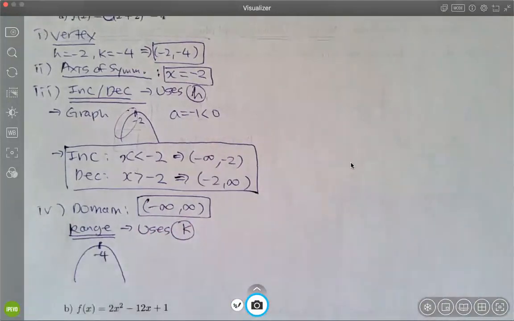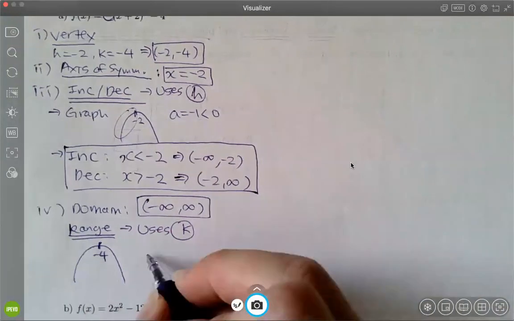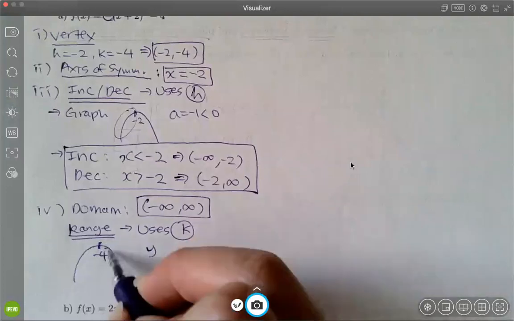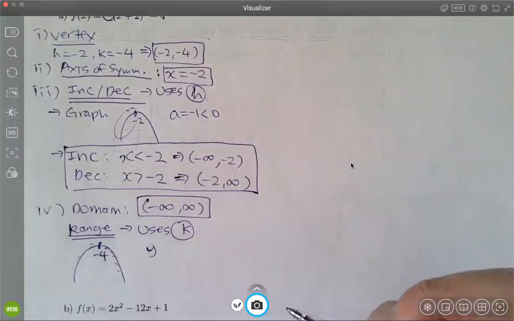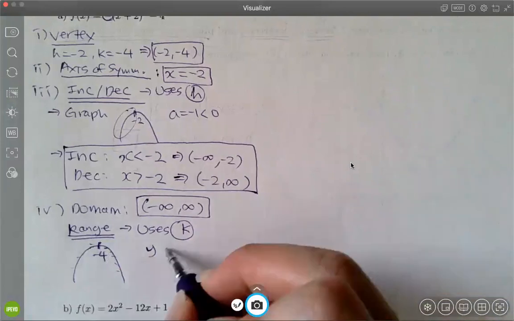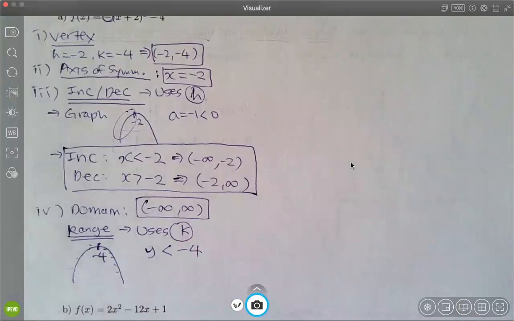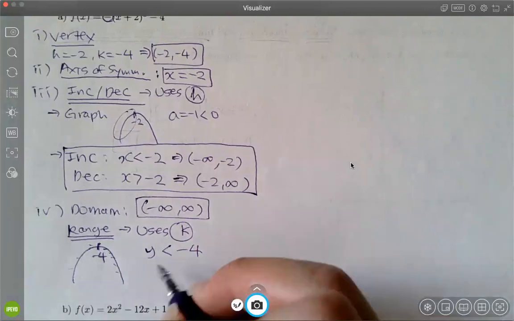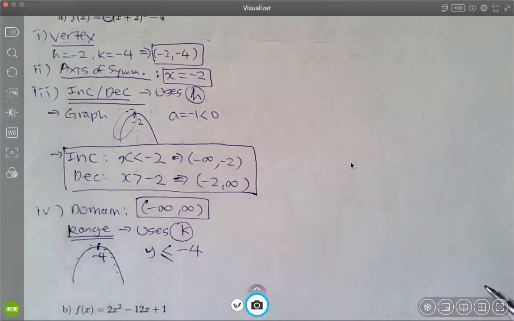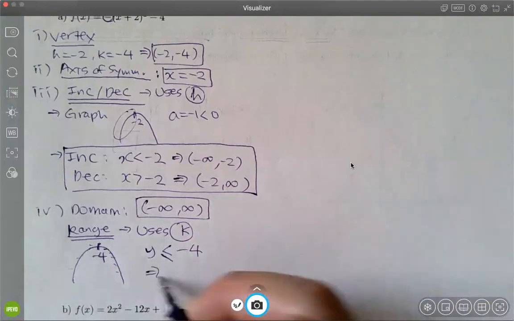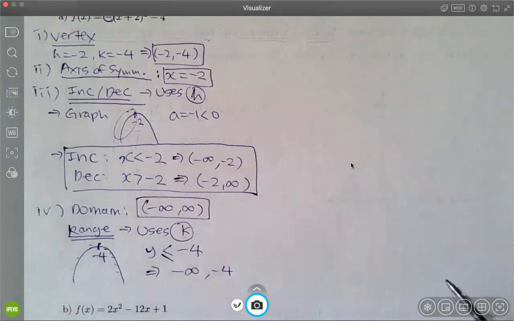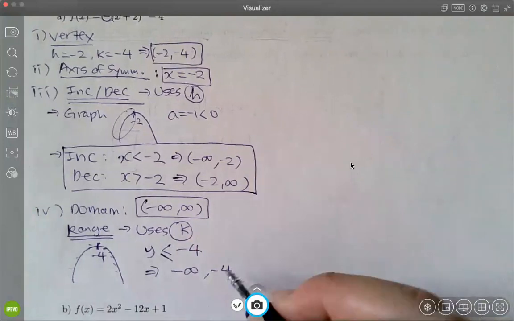Okay, and where are the Y values? All the Y values lie below negative 4, right? So what does it mean? Y has to be less than negative 4, right? Can Y be equal to negative 4? Yes, so it's this one, right? So what's the interval notation? Negative infinity comma negative 4, and we have to have a bracket around negative 4, right?